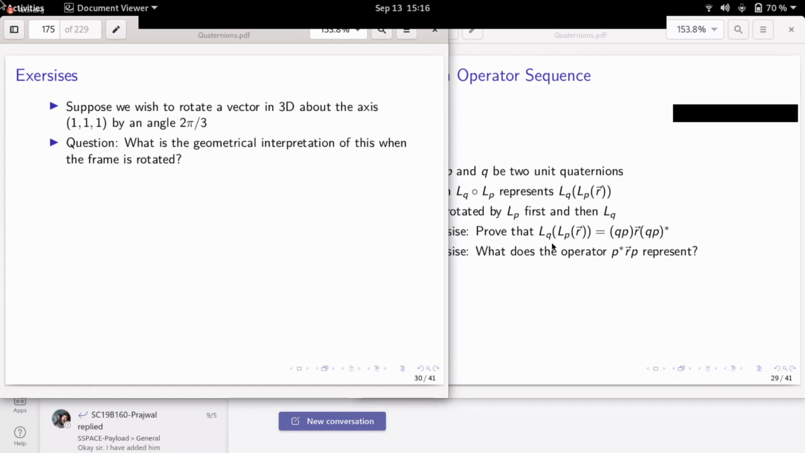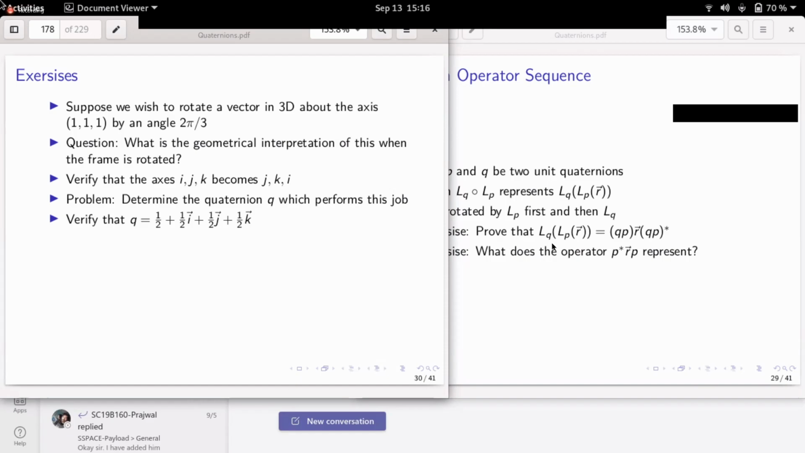So the geometrical interpretation, if you go back and see, for this particular rotation about axis 111 by an angle of 60 degrees, is that the axes i, j, k will become j, k, i respectively. Anyway, this you can go back and verify. And which quaternion performs this job? It turns out that this is the one: half plus half i plus half j plus half k.